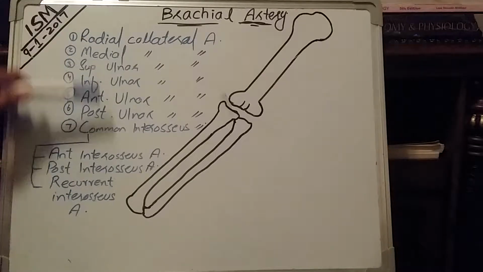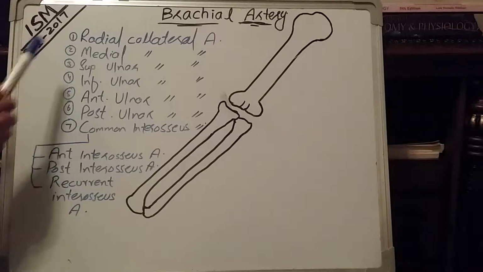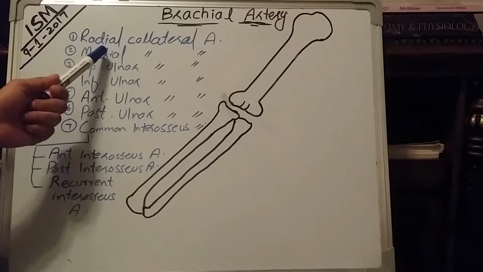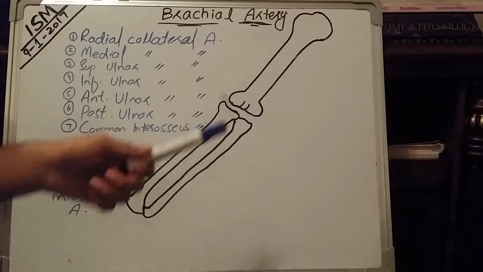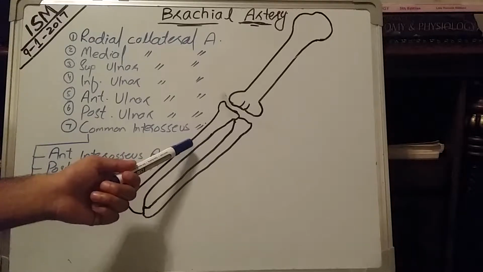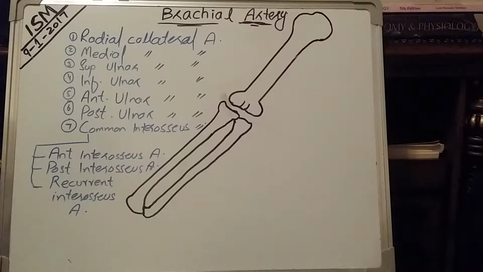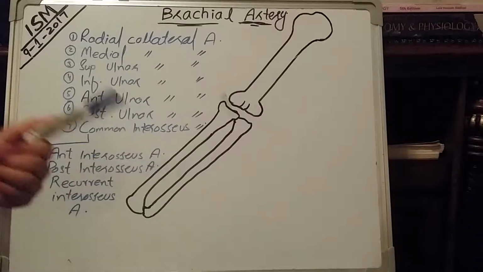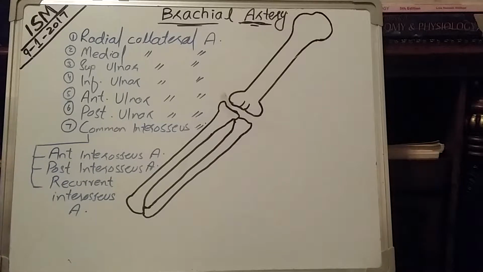This is not very difficult to remember, because their names suggest their positions. Radial means on the radial side, ulnar on the ulnar side. Interosseous means the membrane present between the radius and ulna bones. There is a membrane which we call the interosseous membrane. So these are the arteries providing blood supply to the radius, to the ulna, and also to the interosseous membrane.